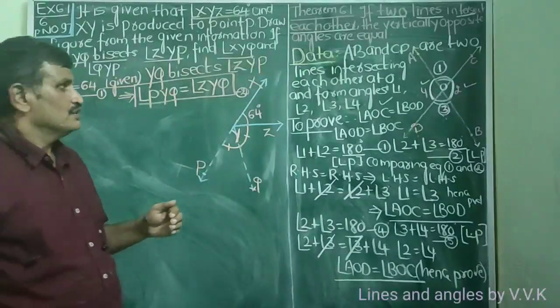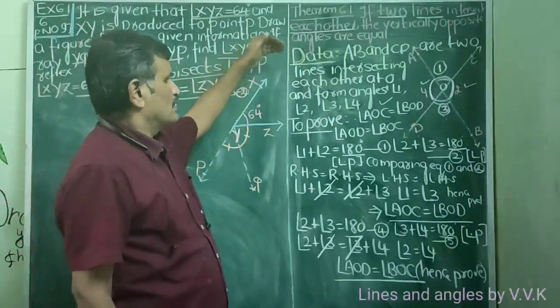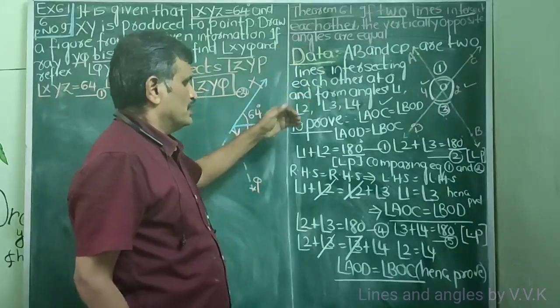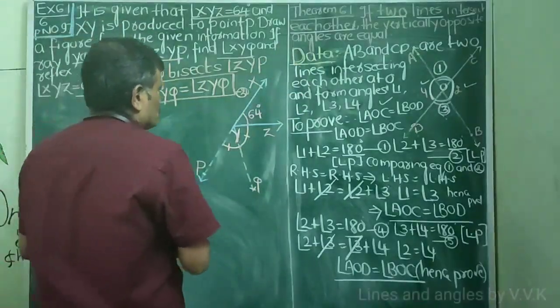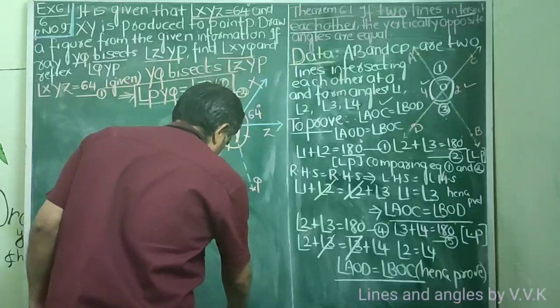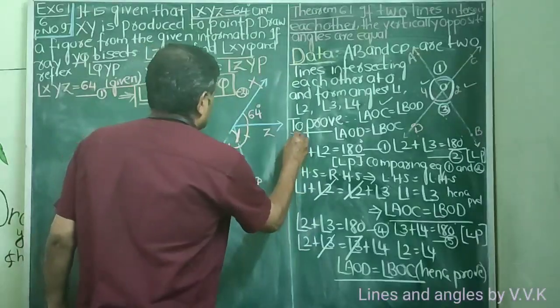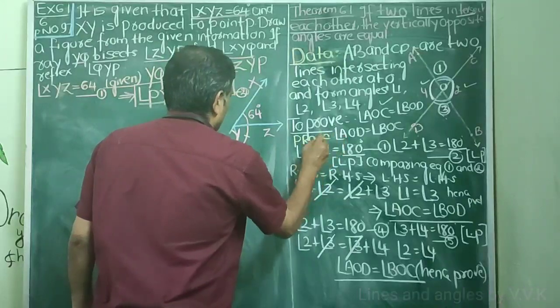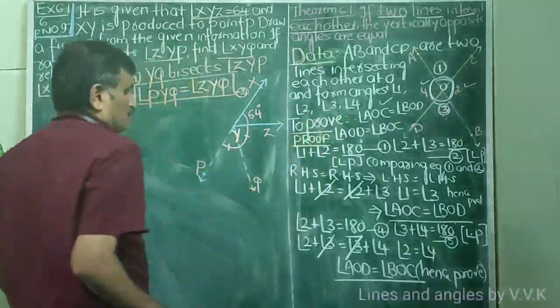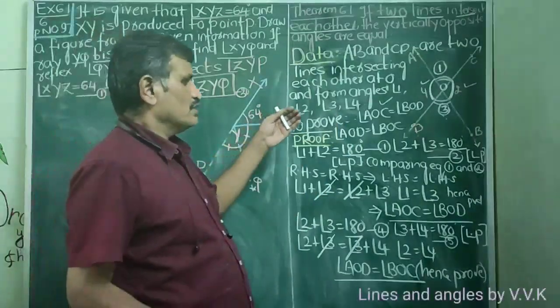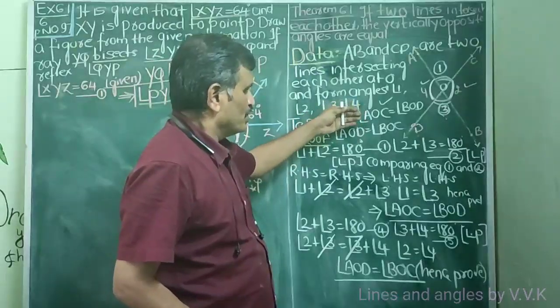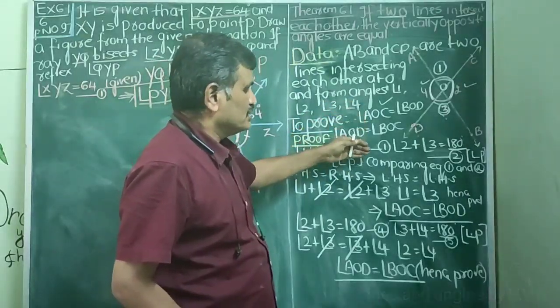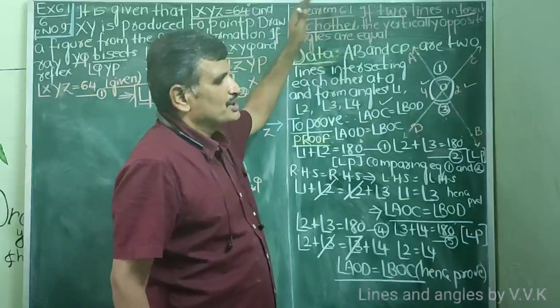The steps involved are what? Data is there, to prove is there, and this step, whatever we have done so far, in mathematical terms, we call it proof. What is the meaning of proof? Proof is very simple. Proof means whatever help you are giving or whatever evidences you are giving to prove the statement is called proof.